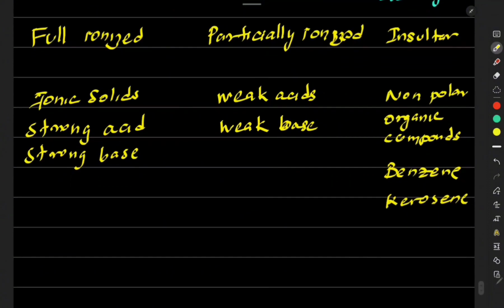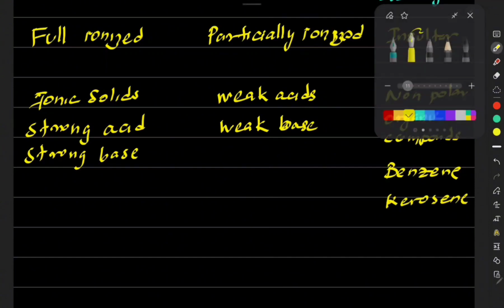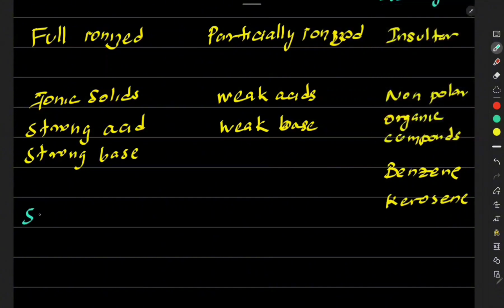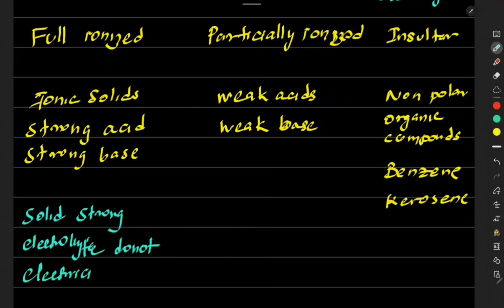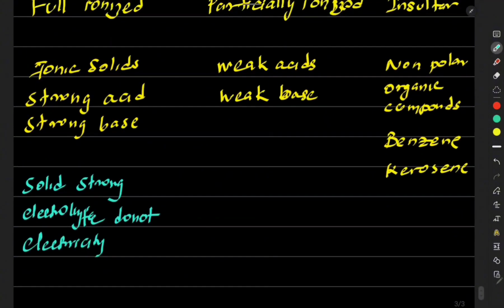And there is a point about strong solid electrolytes: they do not conduct electricity. What is the reason? They don't have free ions, due to lack of ions. If they are in a molten state, they conduct electricity.